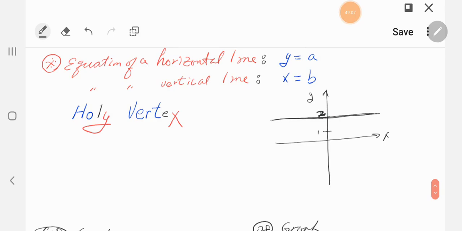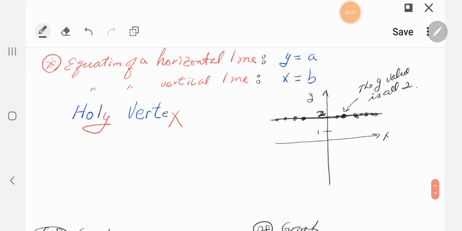So look at this. The horizontal line is formed by connecting all these points, and as you can see, each point on this horizontal line has the same y value. The y value is all 2, right? The y value is always 2 for every point on the horizontal line.